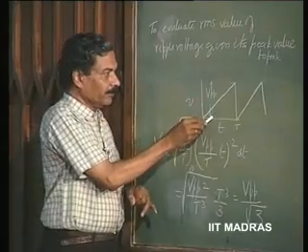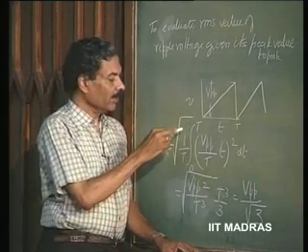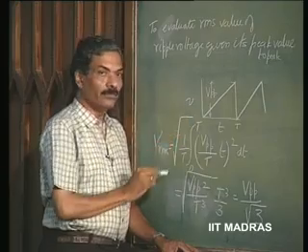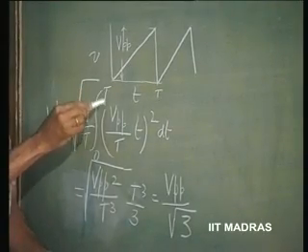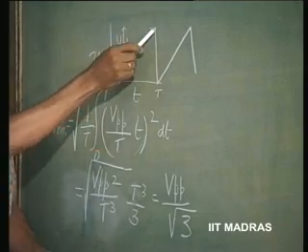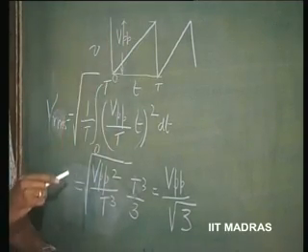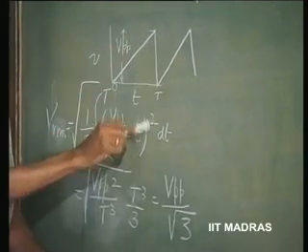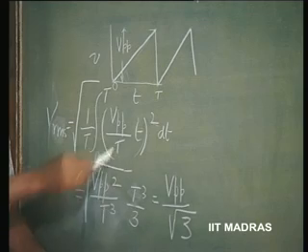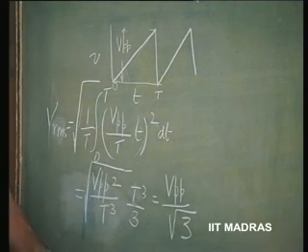Peak to peak value is known, then RMS value by definition is the square root of the average, 1 over T, integral from 0 to T. The waveform here is VPP by T into t, assuming that this is 0. VPP by T is the slope, into t, that squared. So, this is the integral you have to solve.